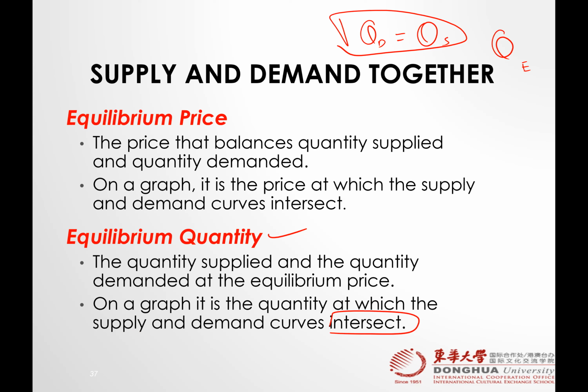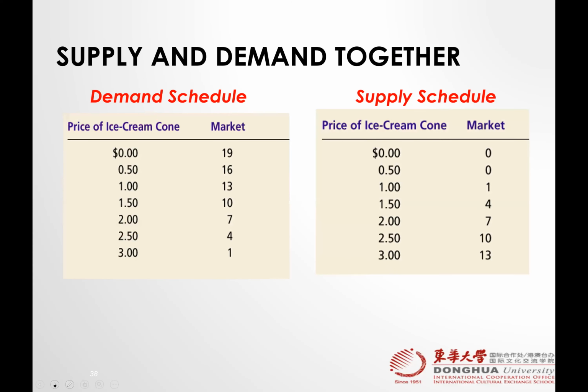So in that case, when supply and demand intersect, which means they are equal at that point, the quantity is called equilibrium quantity, and at that quantity the price is called equilibrium price. So equilibrium price balances this condition, and on the graph it is the price at which the supply and demand curve intersect with each other. So let's talk about this.